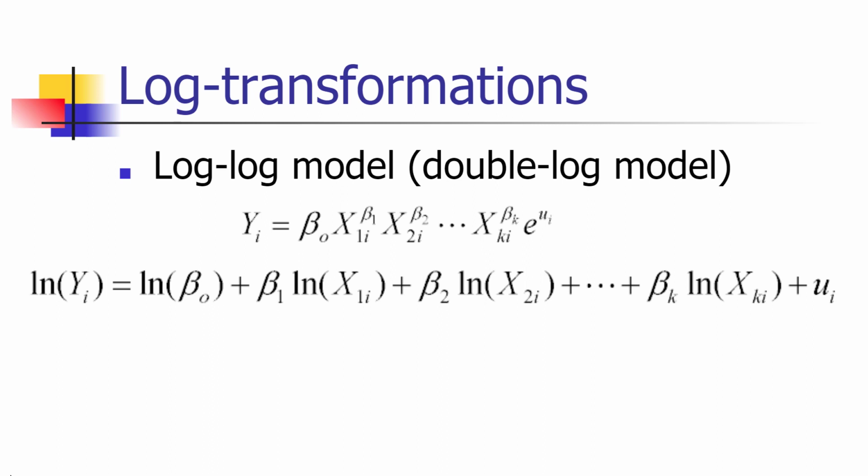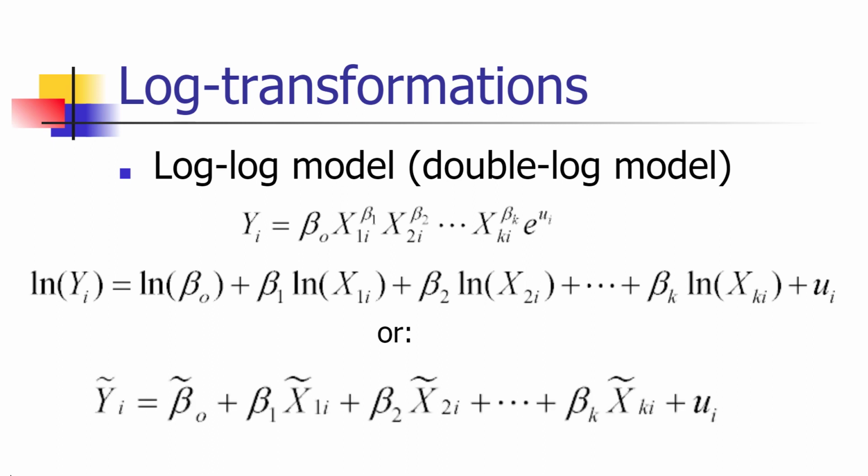So what we've done here is we've taken a relationship which is multiplicative and converted it into one which is linear in the logs of the dependent variable and all of the independent variables. This is one of the applications where the log transformation is going to be useful in econometrics. Another way of expressing that is just to define new variables, y tilde, x tilde 1, x tilde 2, out through x tilde k, as well as a new constant term, beta 0 tilde.